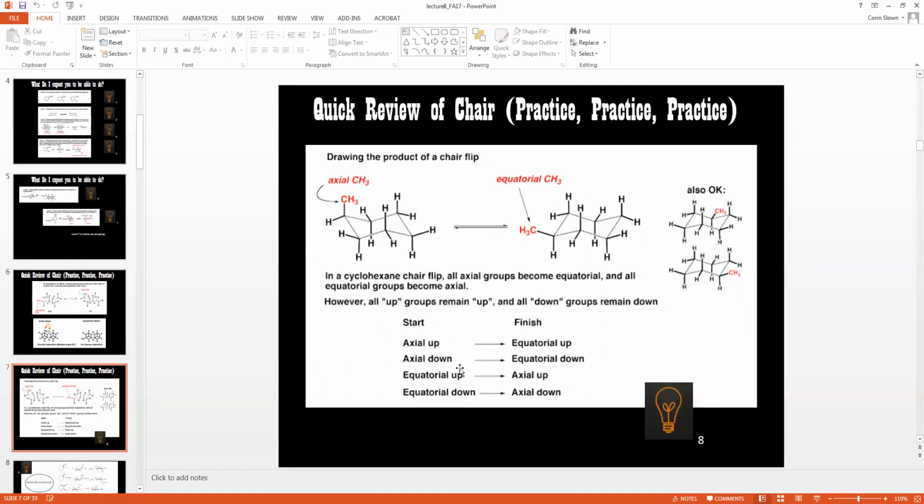If we started with axial down, then we would finish with equatorial down. If we started with equatorial up, then we would finish with axial up. If we started with equatorial down, then we would finish with axial down. So that's level 7.